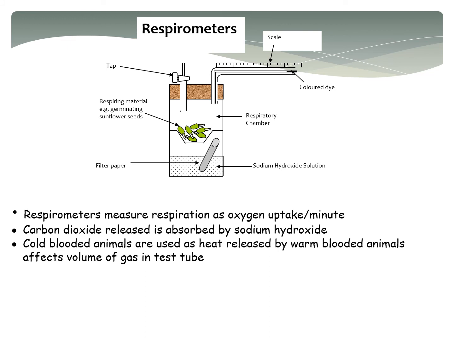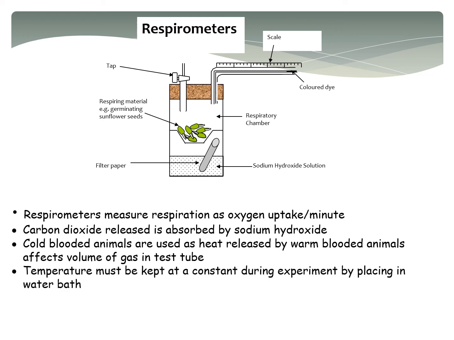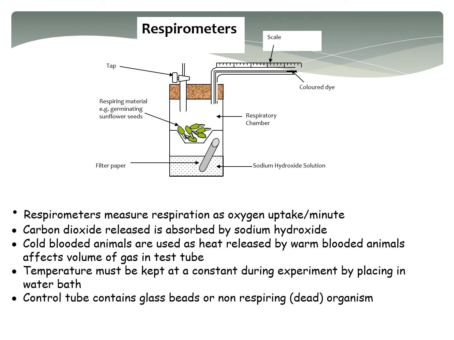Cold-blooded animals are used because heat is released by warm-blooded animals, and that can affect the volume of gas in the test tubes. The temperature must be kept constant during the experiment by placing it in a water bath so it doesn't affect the volume of gas. Control tubes containing glass beads or non-respiring dead organisms must be set up so that they act as a comparison. Remember, we've gone through controls in various different video tutorials.